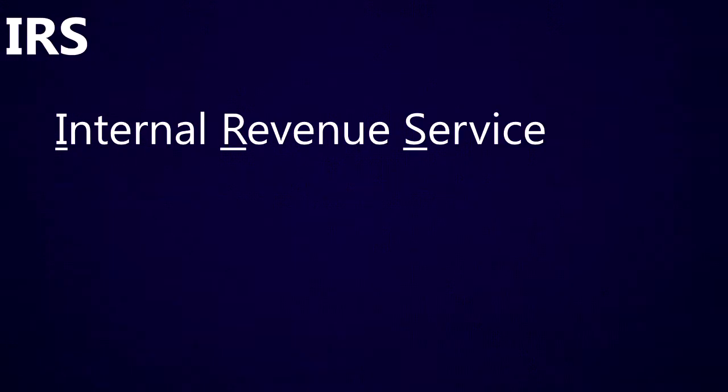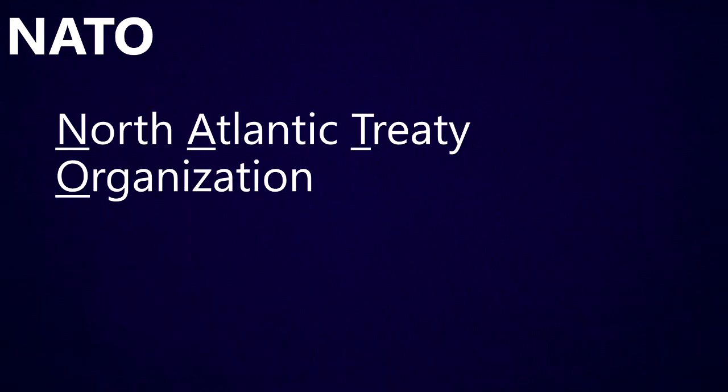IRS, Internal Revenue Service. So these are the people we pay taxes to in the government, and we pronounce it as I-R-S. NASA, not N-A-S-A, we say NASA for National Aeronautics and Space Administration. So these are the space people in the United States. NATO, North Atlantic Treaty Organization. So this is a kind of a defense treaty between many countries in the North Atlantic. So the United States, Canada, most European countries.